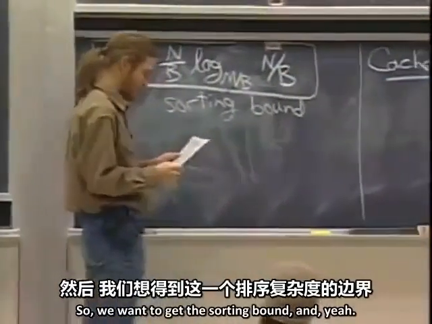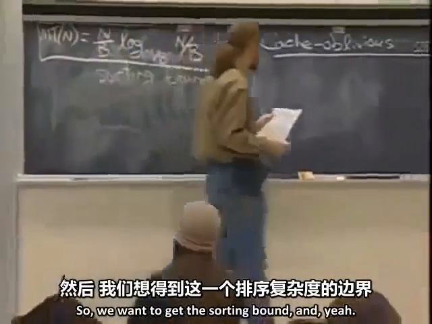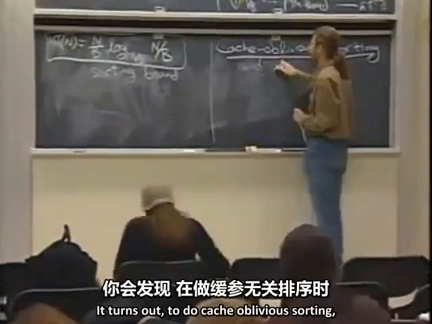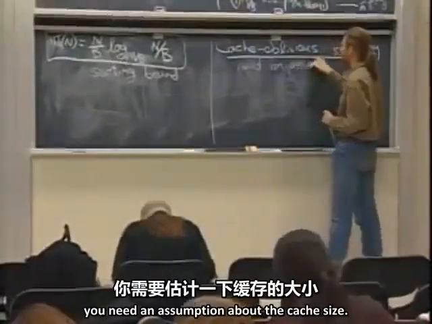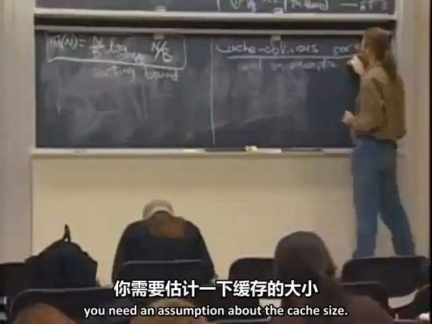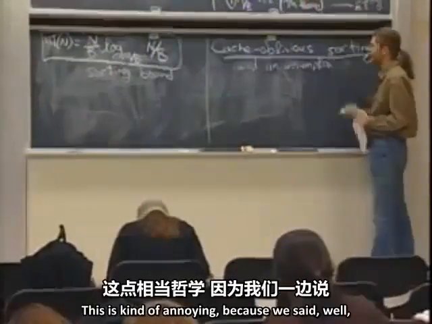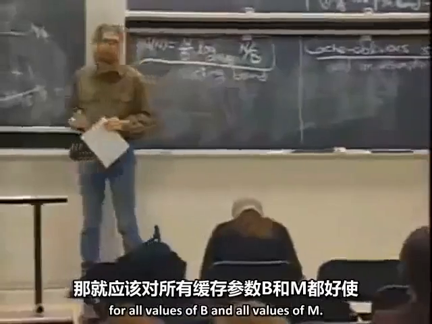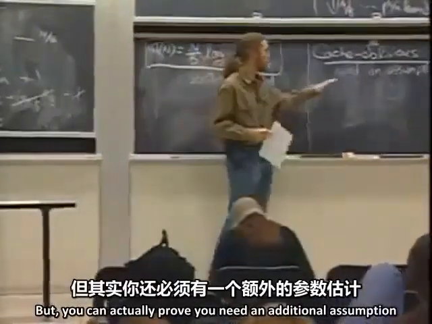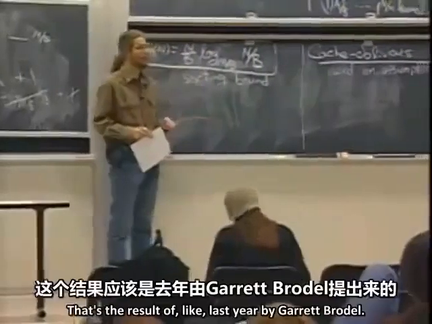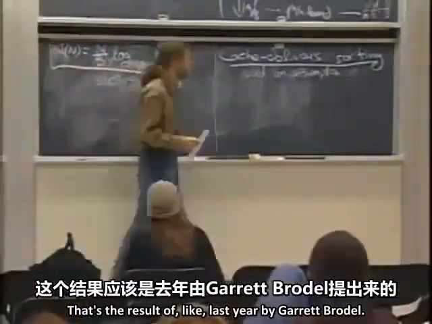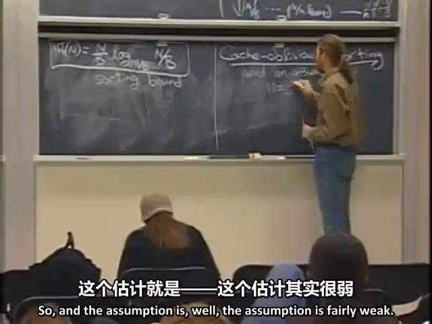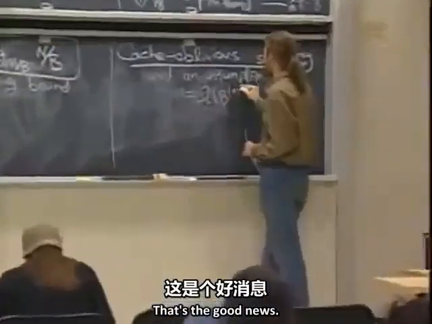So we want to get the sorting bound. It turns out, to do cache oblivious sorting, you need an assumption about the cache size. This is kind of annoying because we said, well, a cache oblivious algorithm should work for all values of B and all values of M. But you can actually prove you need an additional assumption in order to get this bound cache obliviously. That's a result of like last year by Gerth Brodal. But the assumption is fairly weak. That's the good news.